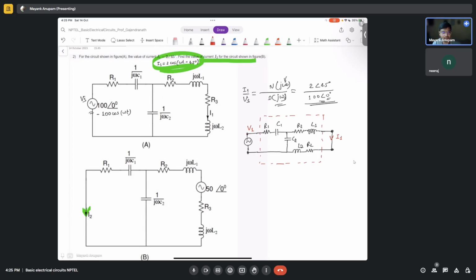Now, are you getting any hint with this particular representation? Okay, let me make it even easier. Let's call it some I1 only. So let me rename the terminals here. Let's call this terminal 1, and this terminal 1 prime. Let's call these terminals 2 and 2 prime.